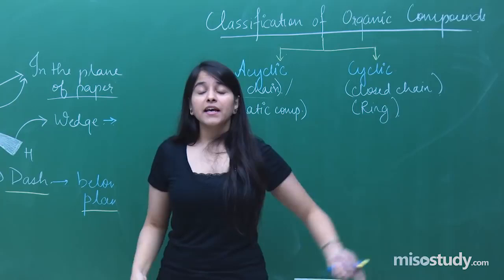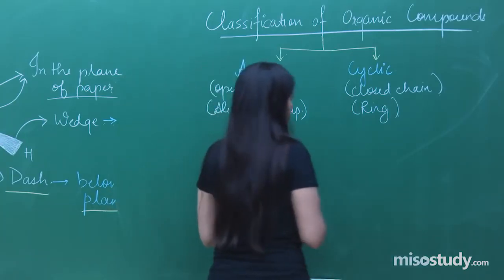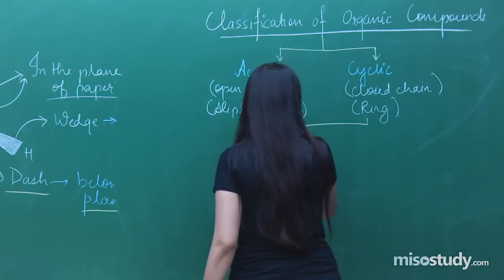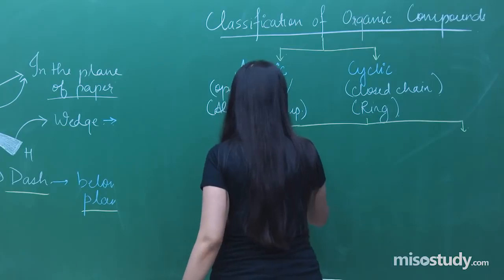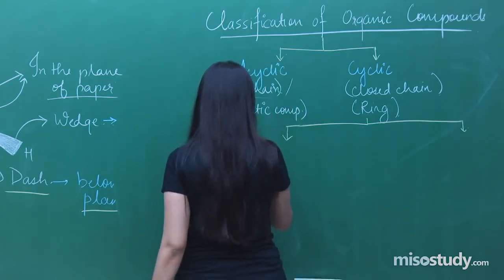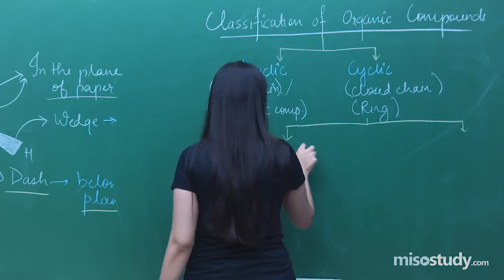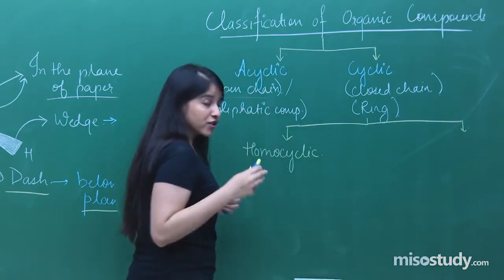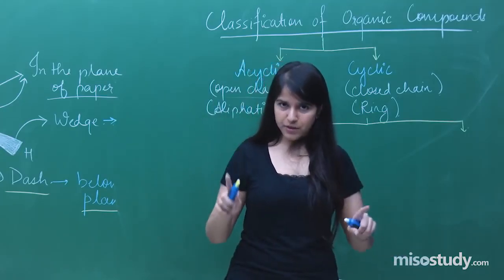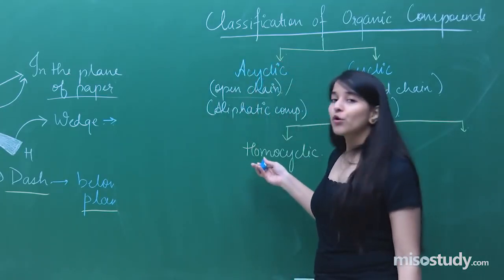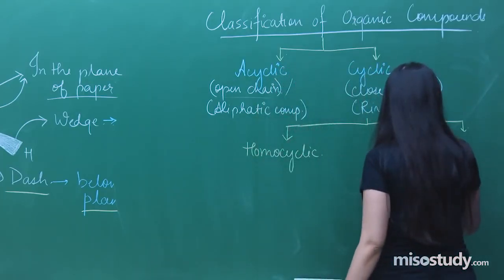Now cyclic is again divided into two. What kind of cyclic can we get? I can get homocyclic or heterocyclic. As I just discussed, what is homo and hetero? Homo means similar kind of atoms. That means here I am talking about only and only carbon. So, homocyclic or heterocyclic.